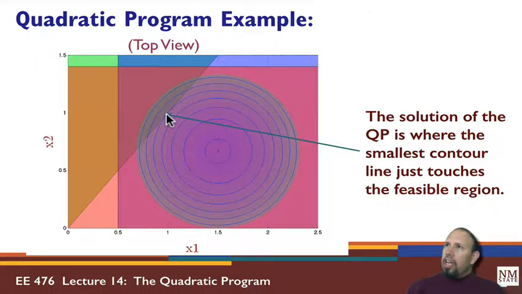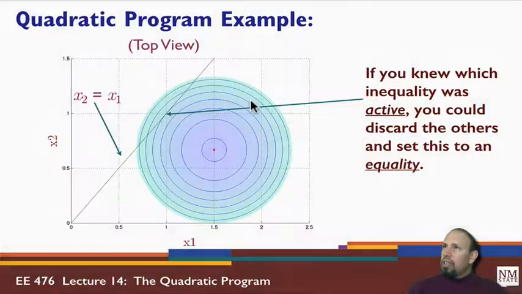Now, one way of finding that point is if you knew which constraint was binding or active, then you can restrict your attention to that active constraint. In this case, the active constraint is this one. It happens to be the line x2 is equal to x1. And you can discard the other sets, and now you can treat this as an equality.